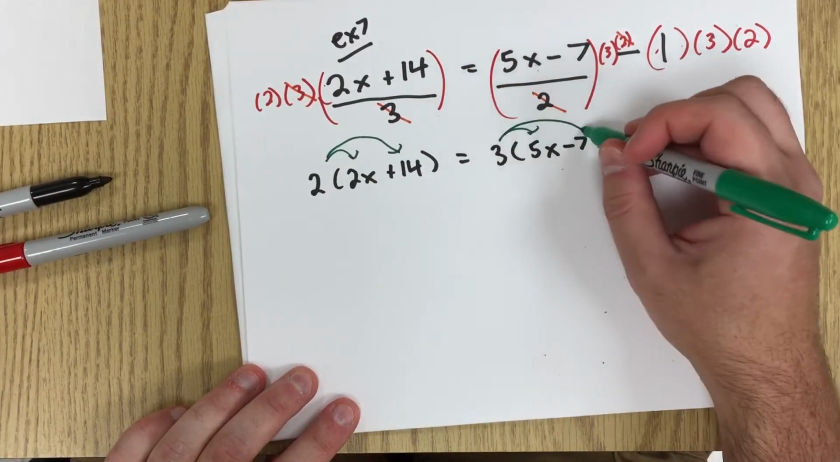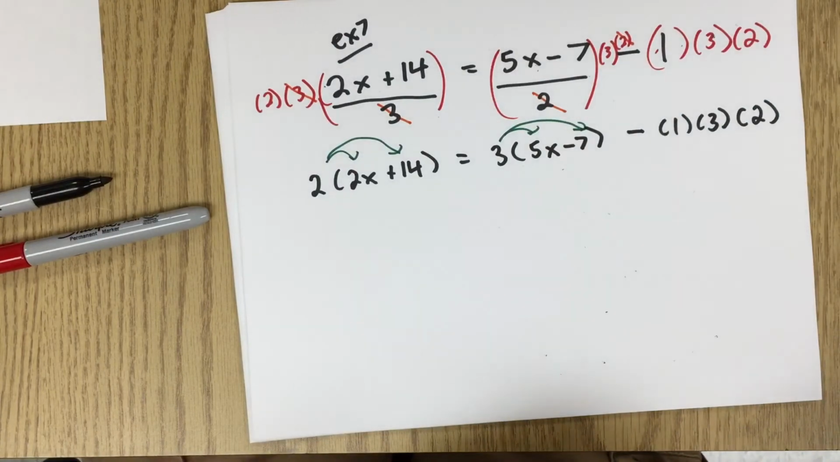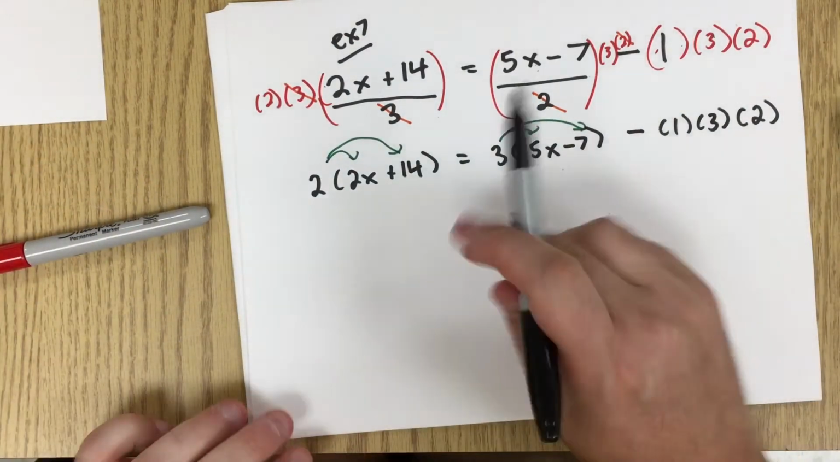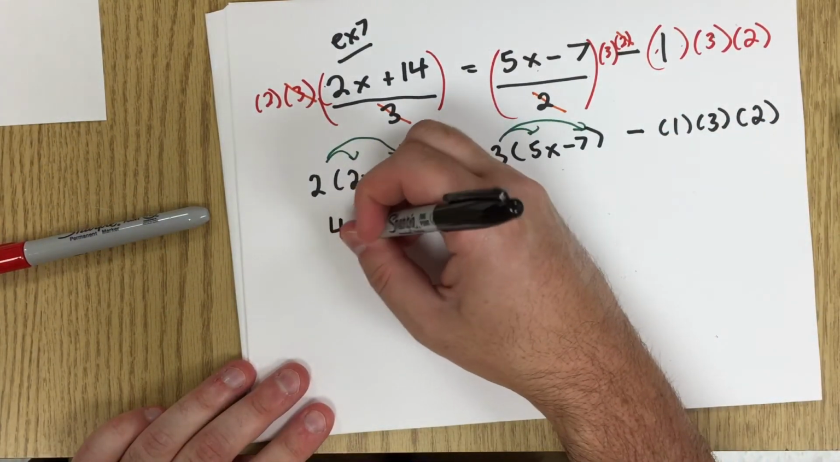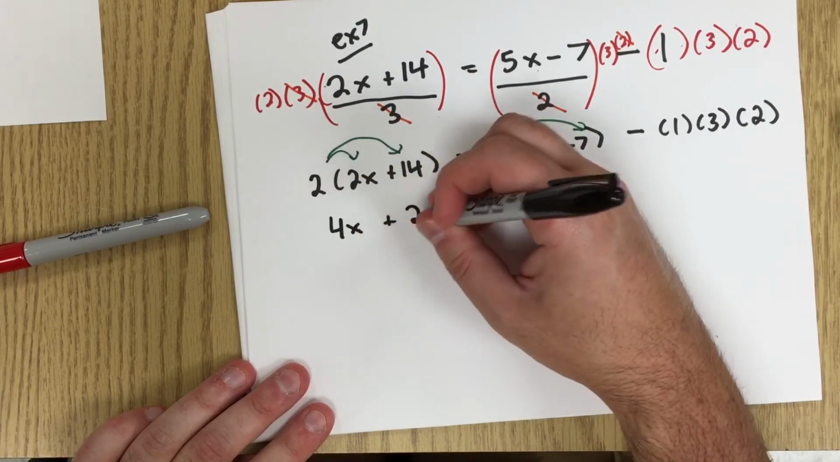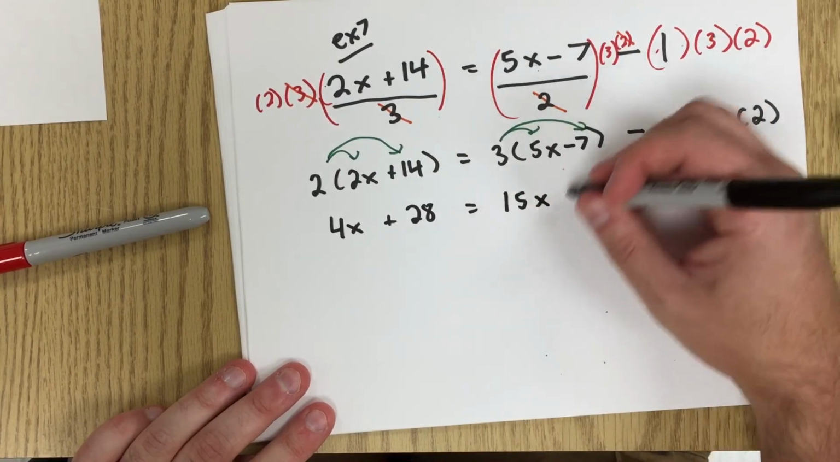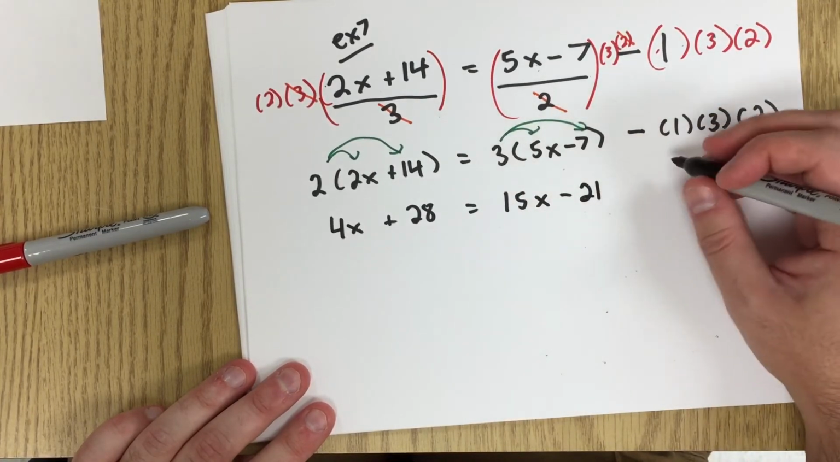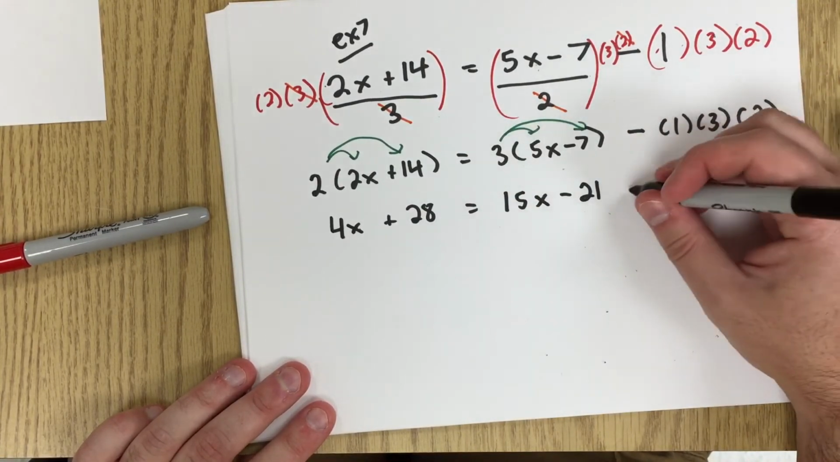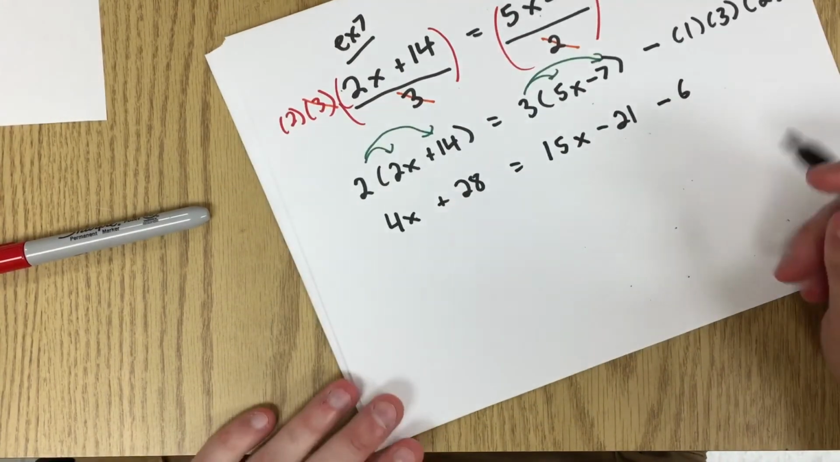We're going to distribute these guys. So 2 times 2x is 4x. 2 times 14 is 28. 3 times 5 is 15. 3 times negative 7 is negative 21. And negative 1 times 3 times 2 is negative 6.